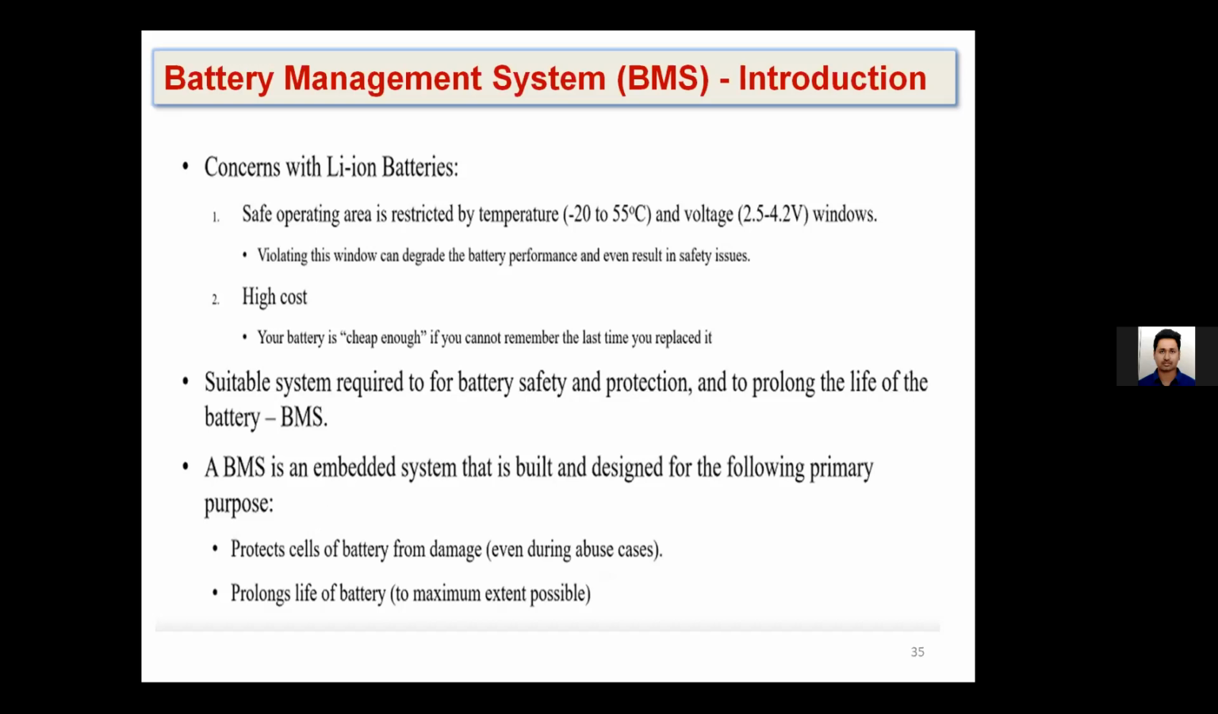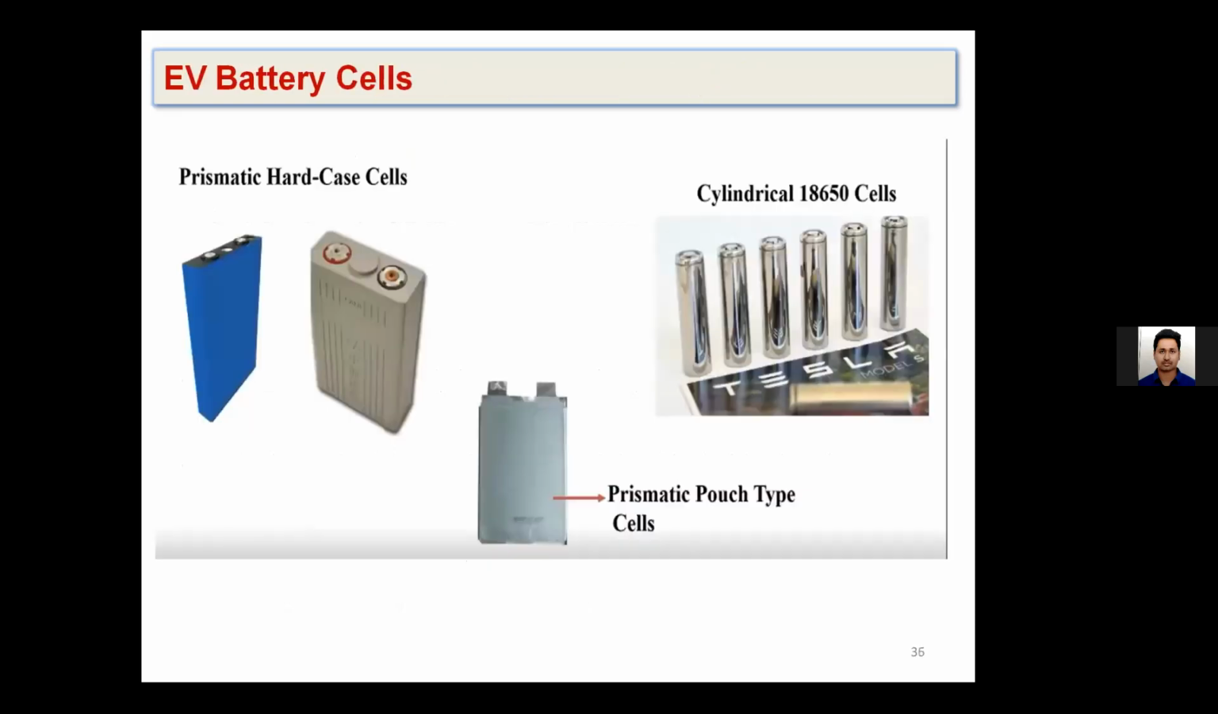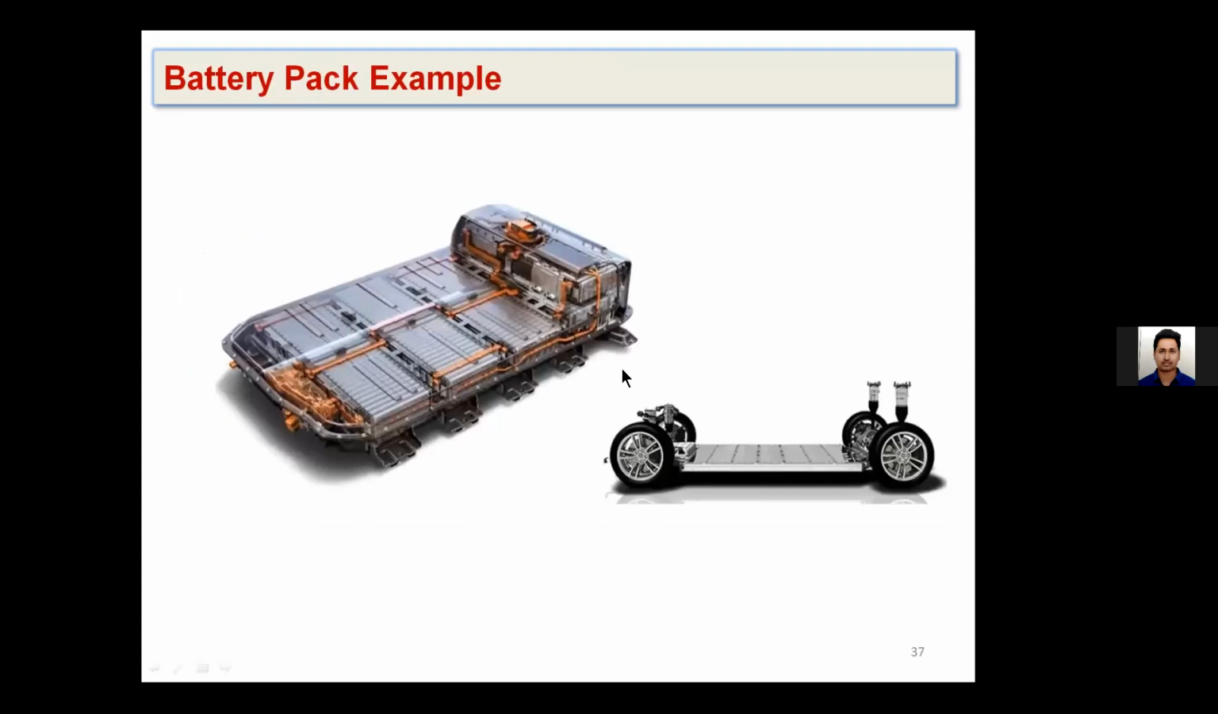So the battery management system helps in maintaining and improving the performance of your battery, protecting it from damage, and of course increases the lifespan to the maximum extent possible. These are the different types of batteries we have, from the construction point of view. Based on the application, they are being utilized. So this is the structure.